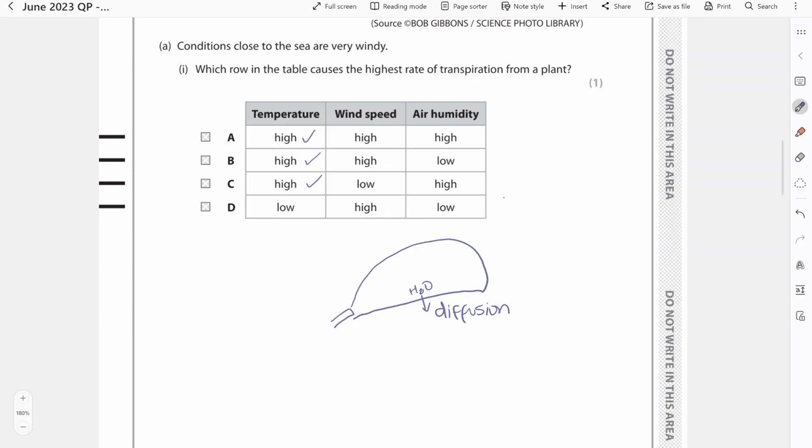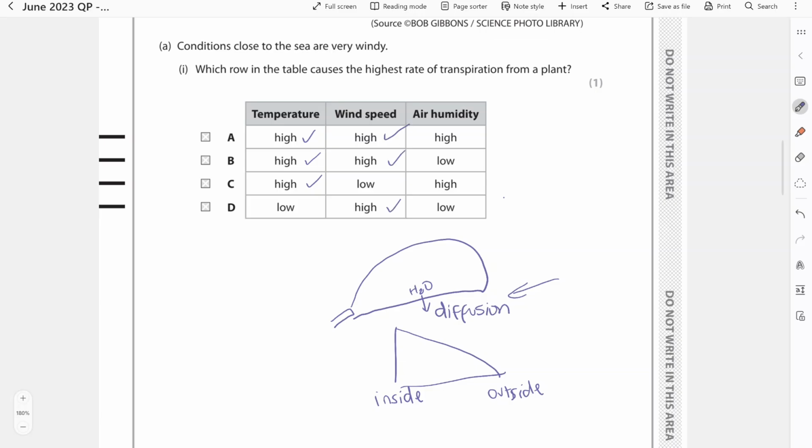Now with wind speed, if you have a lot of wind, that causes it to blow onto the water vapor surrounding the leaf, and that would cause a steep concentration gradient, meaning that this would be inside of the leaf. So inside of the leaf, you'd have a lot of water vapor, and then outside of the leaf, you would have very little water vapor. So the steeper the concentration gradient, the faster the rate of diffusion. So this would be this one here.